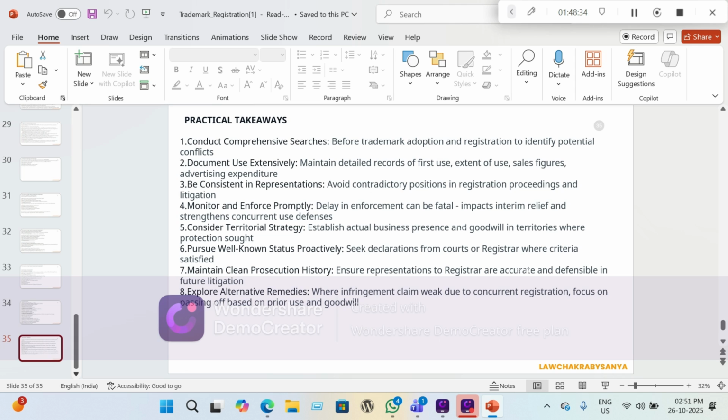You must conduct comprehensive searches before trademark adoption. You must document everything very, very carefully. You must be consistent in your representation, that you're not saying one thing in your reply to the examination report and the other in your counter statement to opposition. You have to be consistent. You have to monitor and enforce promptly. So you have to conduct a trademark watch also. You have to exercise your rights. If you get a registration certificate, you have to be prompt.